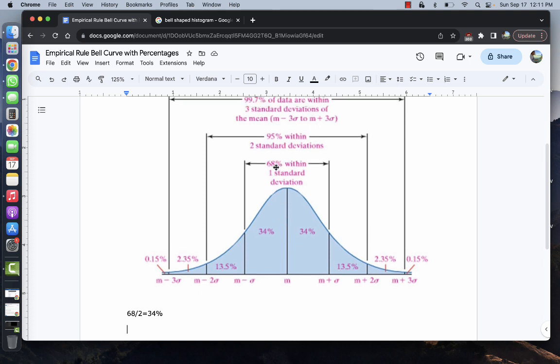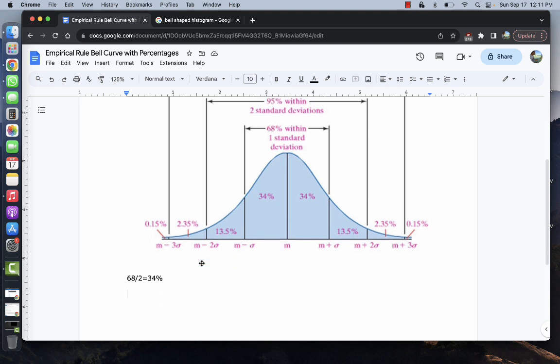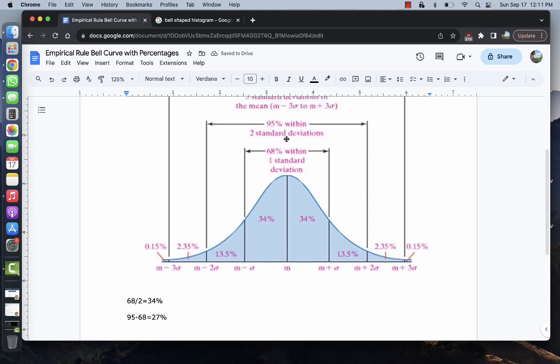Next, when we go from 68 to 95, we need to figure out, well, how much percent did we add? So in order to do that, we just do 95 minus 68. That's 27%. So when we go from one standard deviation to two standard deviations, or within one to within two, we're adding 27% more. But remember that 27% is split into two equal halves, because the bell curve's symmetric. When we divide 27 by 2, we get 13.5%. That's how we get these two values.